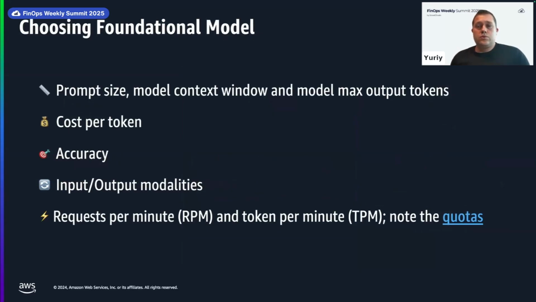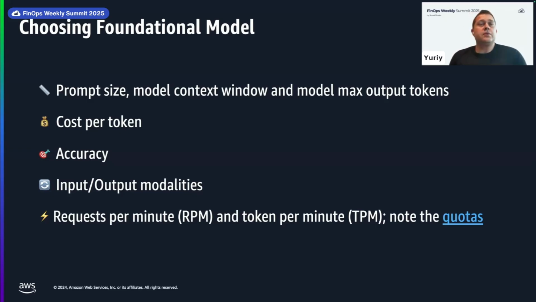Now, the next step which we need to choose, right? The next part which we need to select is the right foundational model. And here are the different consideration dimensions which customers should usually think about. It's your prompt size and whether your prompts will fit the model context window, right? So whether your model has a context window which can fit your prompt size, what's the maximum output tokens as well which your model can provide, then cost per token for each of the models.